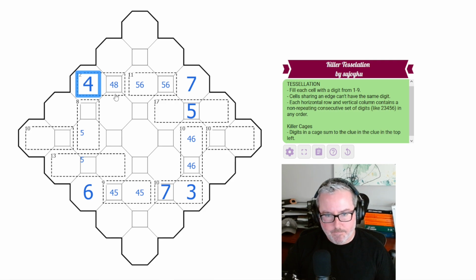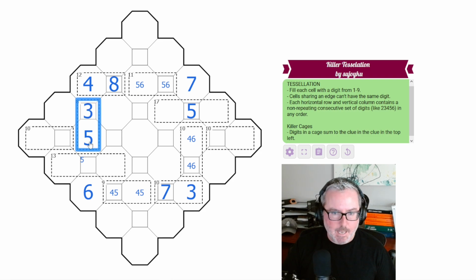So this is 4, 8. This has to be 5. This has to be 3 because we have to have a 5, 3 pair. And this one can't be a 5. So we're left with this here. We have 3, 4, 5, 6. This is either going to be 2 or 7.